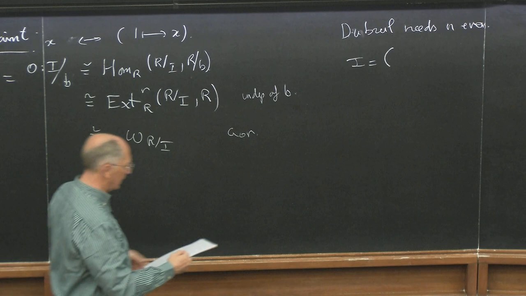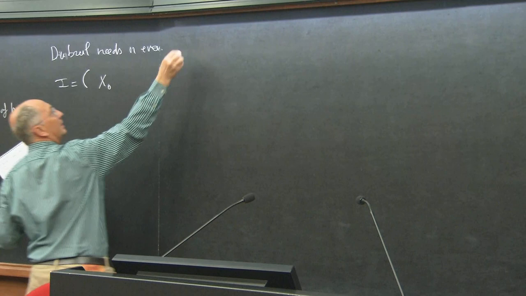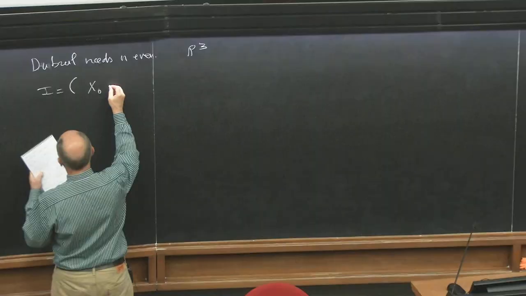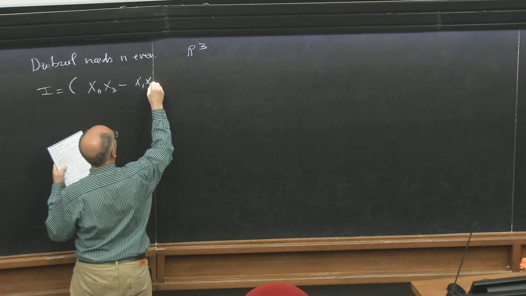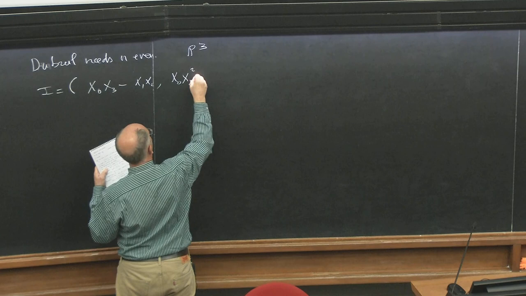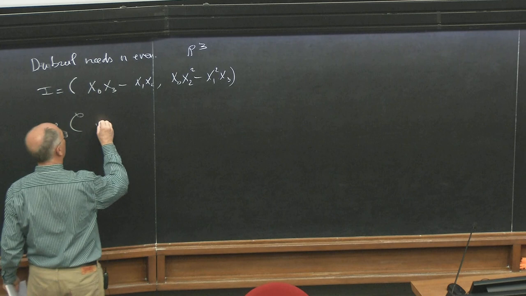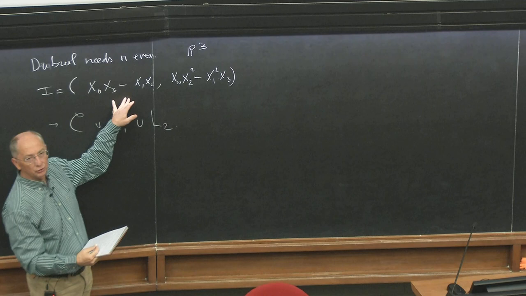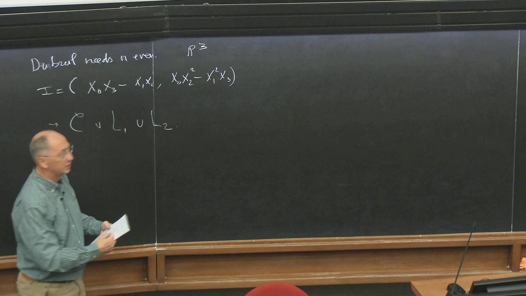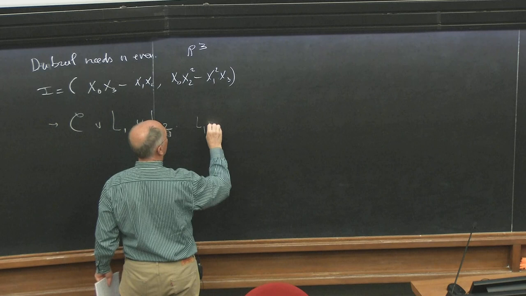Okay, so you take the following ideal. This corresponds to curves in P3. So you take a polynomial ring with four variables, and you take x0x3 minus x1x2, and another equation x0x2 squared minus x1 squared x3. And this ideal defines a rational quartic union two lines. This is easy to see because this vanishes on the rational quartic. It has degree 6, this has degree 4, and you have the two lines, so it's easy to show it's equal. Also these two lines are explicit, meaning they do not intersect.